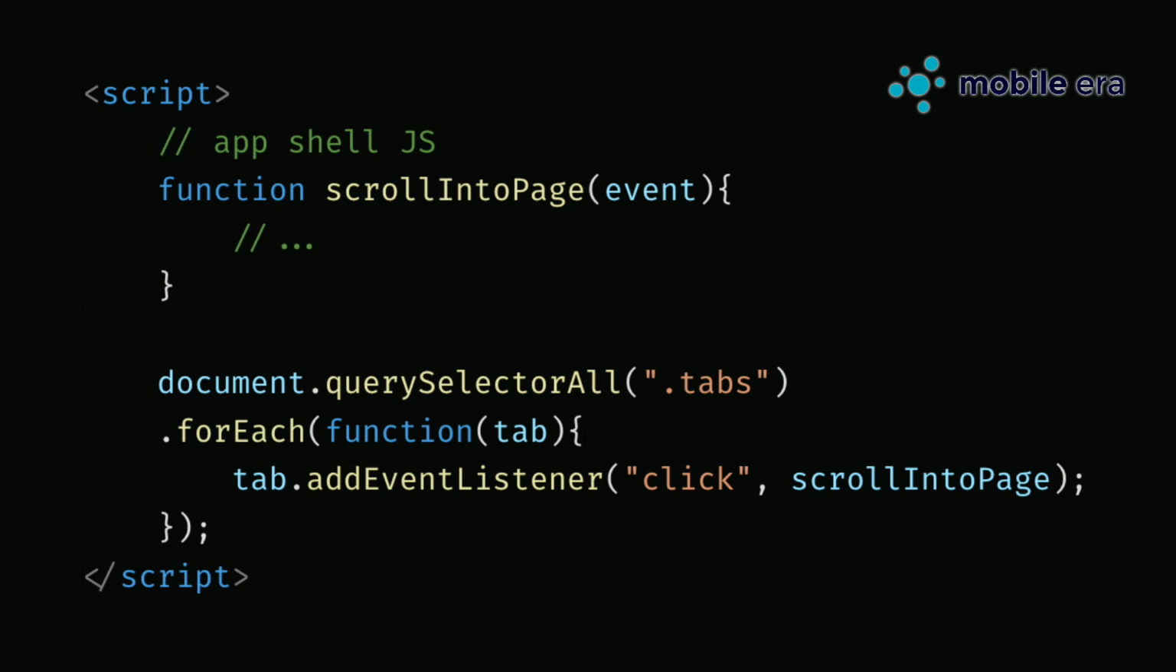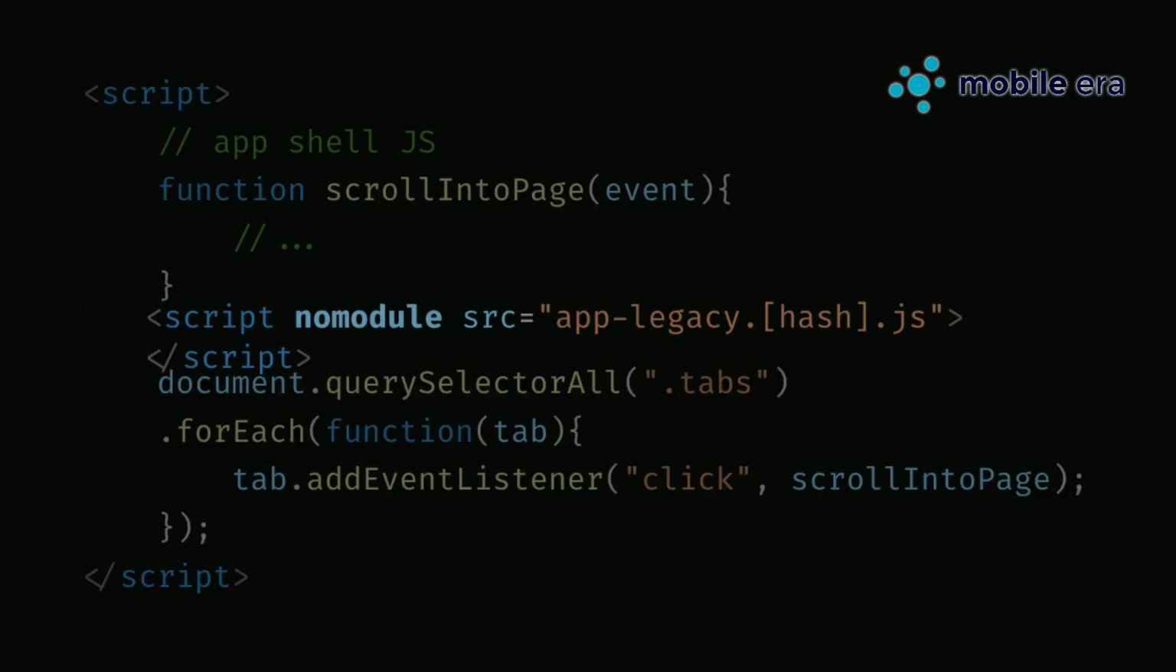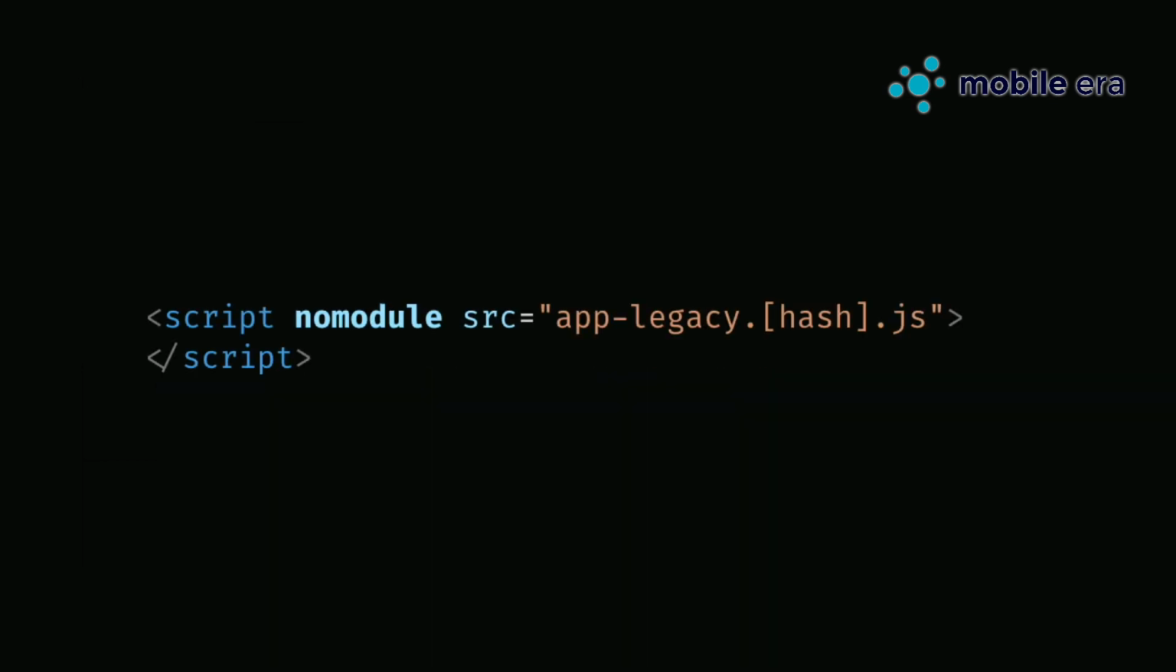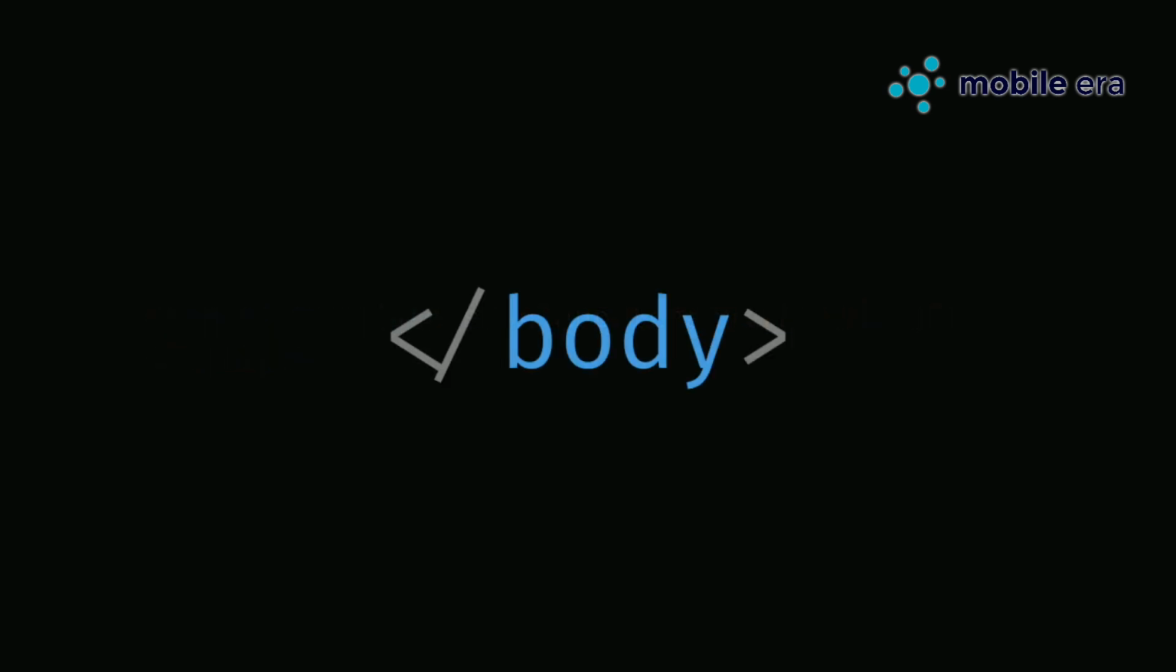So I'll show you an example of a real website. And then at the end, I still need to support all browsers. So I'm going to do a script, no module, and then load the legacy JavaScript. Now that was a lot. You don't have to do all of them. I'm trying to show you everything you can do, and then you can take some of the steps and apply it on your app. And then we close the body.